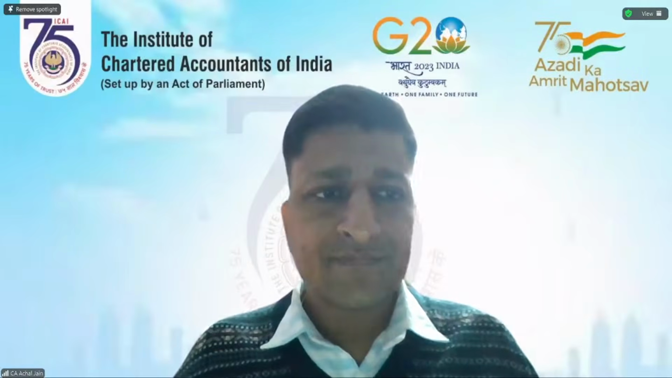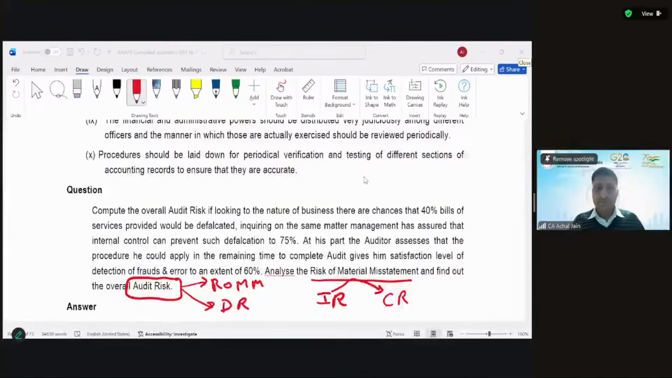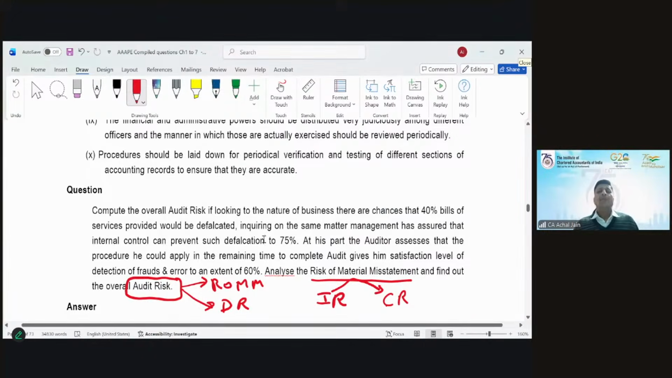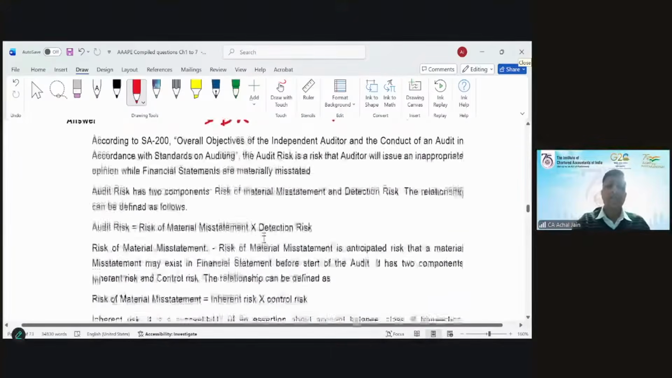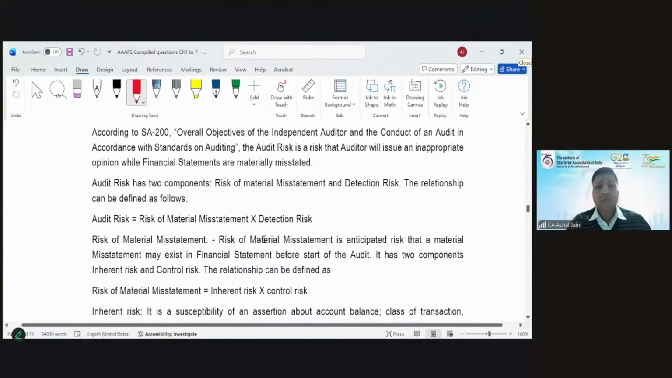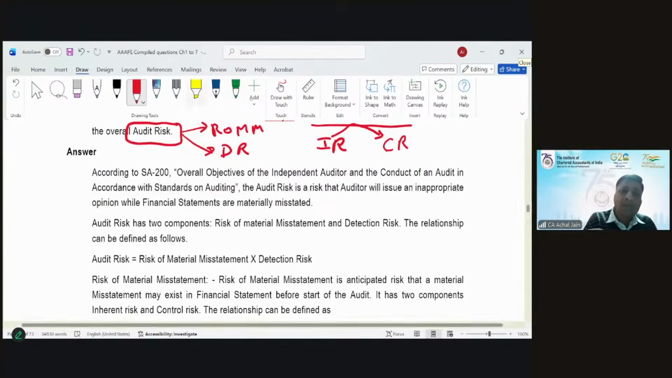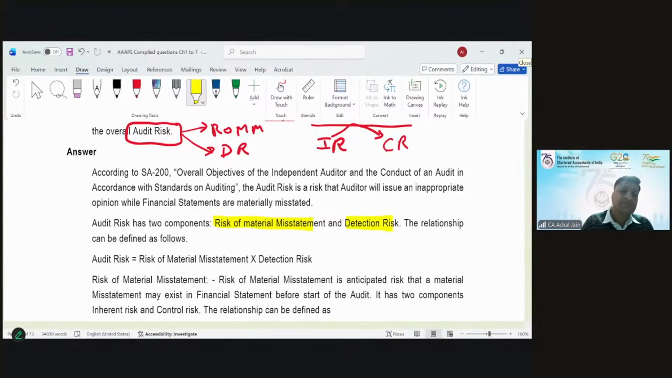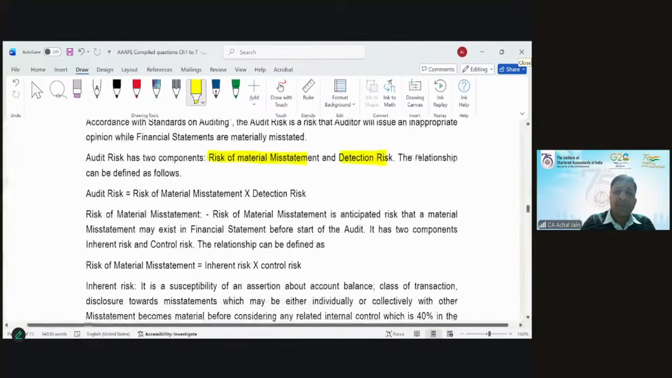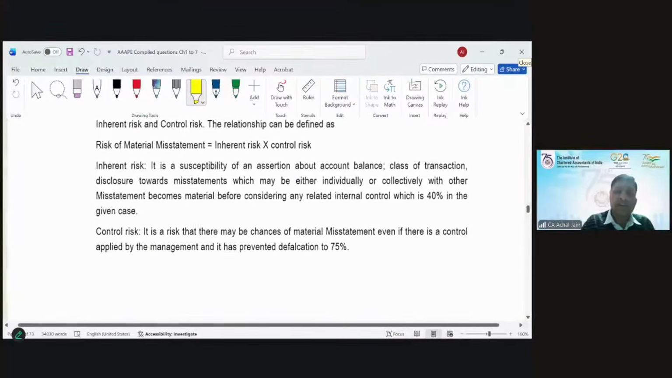So now moving back. All right, in this case, let's look at this. As per SA 200, which talks about the objectives of the independent auditor and conduct of audit, audit risk is a risk that the auditor will issue an inappropriate audit opinion. This has two components, as we just discussed: risk of material misstatement and detection risk. Correct?